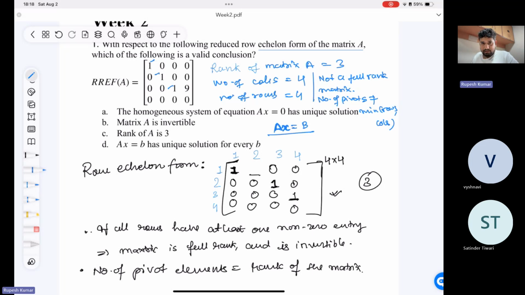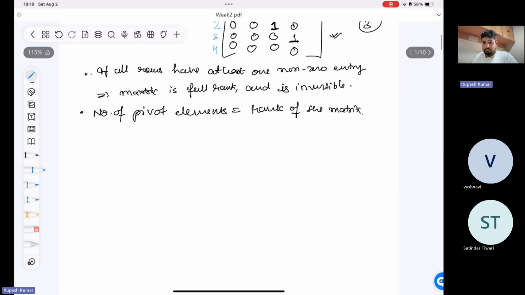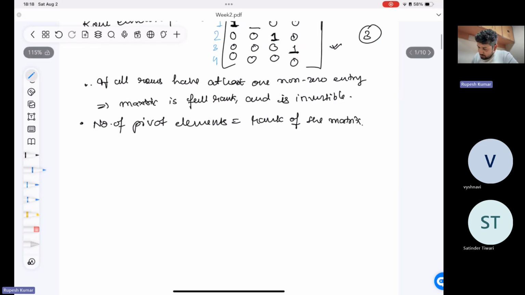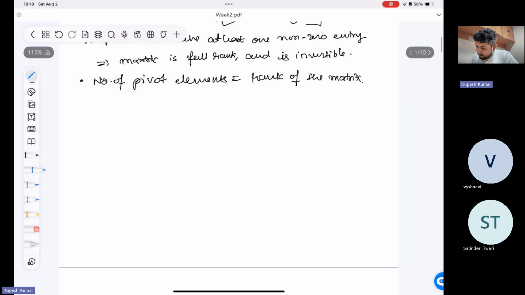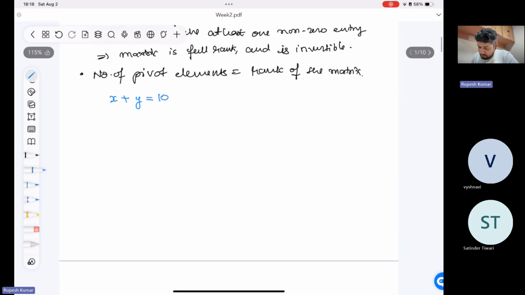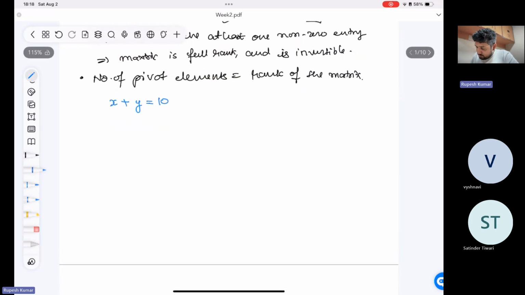If it's not a full rank matrix. So let me give you some example, right? So let's say we have these systems of equations. So we have a system of equations: x plus y equals 10. Very basic example, right? And then we have 2x plus 2y equals 20, right?